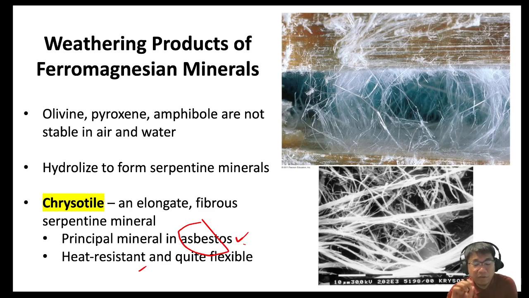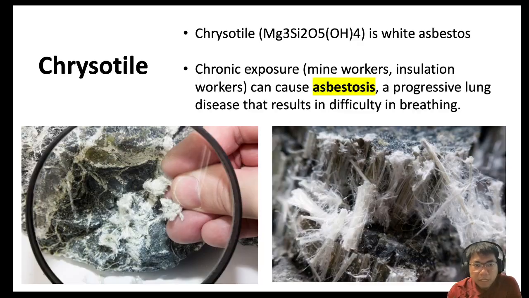because it is heat resistant and it's quite flexible, so it's a very good material to be integrated into some common materials in households. So again, this is chrysotile. That's the chemical formula for chrysotile right there. It is what we call white asbestos.